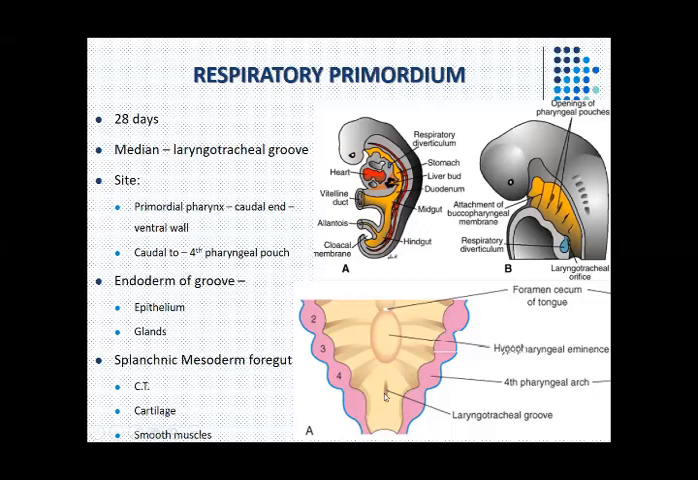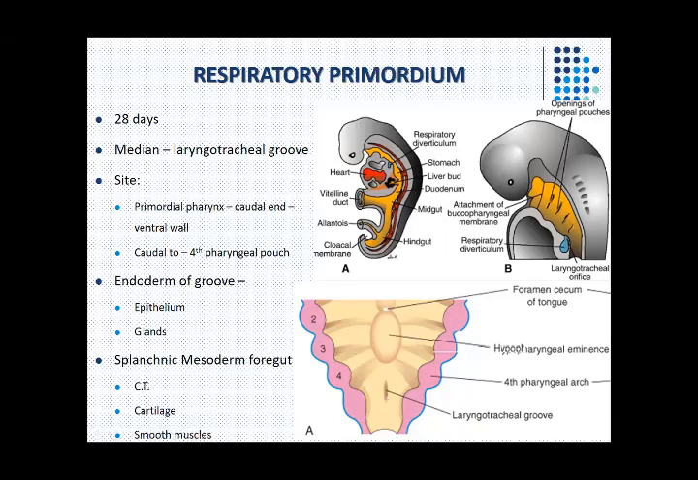The caudal end of the pharynx, caudal to the fourth pharyngeal arch, ventral wall of the pharynx. ये जो wall है pharynx की, this is the ventral wall. ठीक है, यहाँ पे ये groove बनता है. This is the groove. इस groove को laryngotracheal groove कहते हैं. This is the laryngotracheal groove.